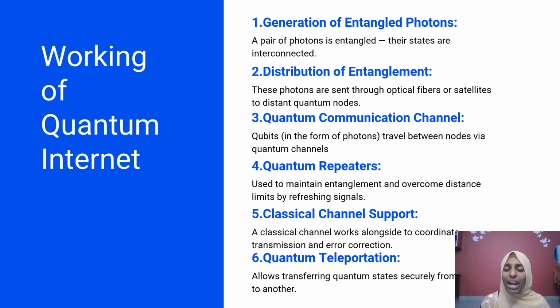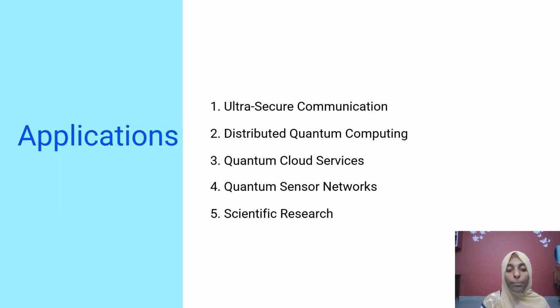between two users. And finally, teleportation, the transferring of that data, is done through all these steps: photons, qubits, repeaters, and those two different channels, which are the quantum and classical channels. So this is all about how the quantum internet works.